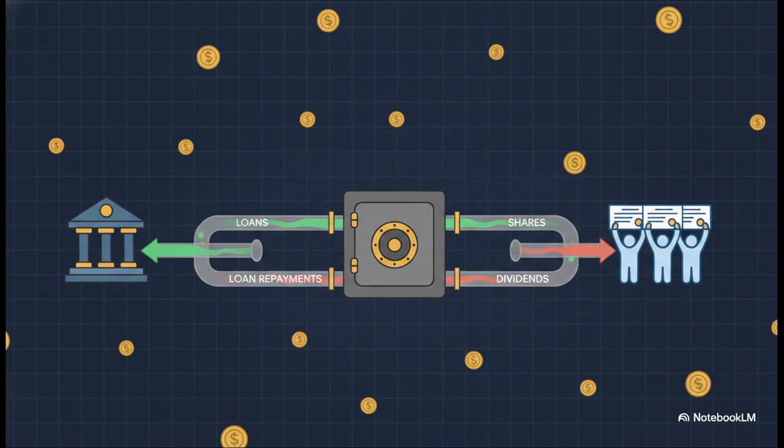If a company goes to the bank and takes out a massive loan, that cash inflow is recorded here. When they eventually pay that loan back, the cash outflow is recorded here too. It also includes issuing new shares of stock to investors or paying out dividends to shareholders.